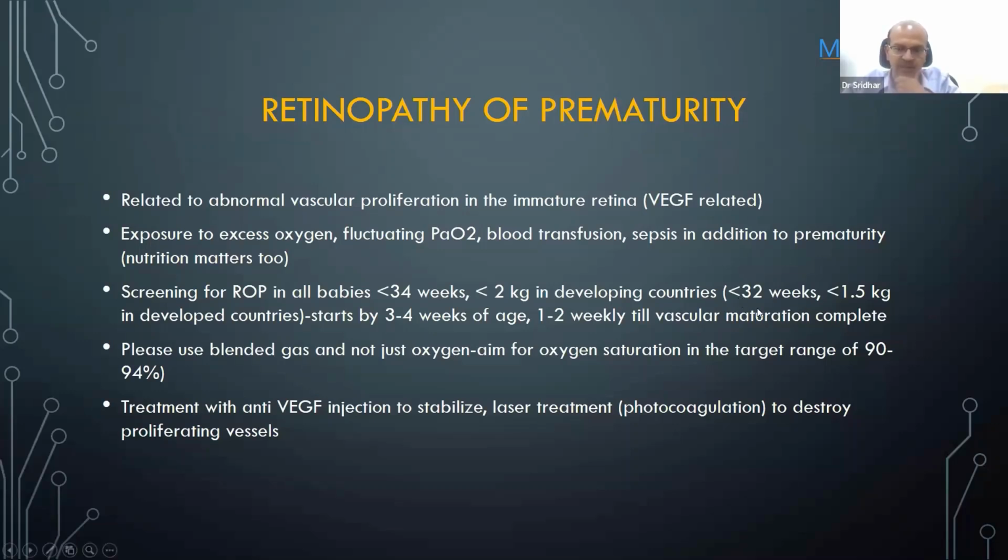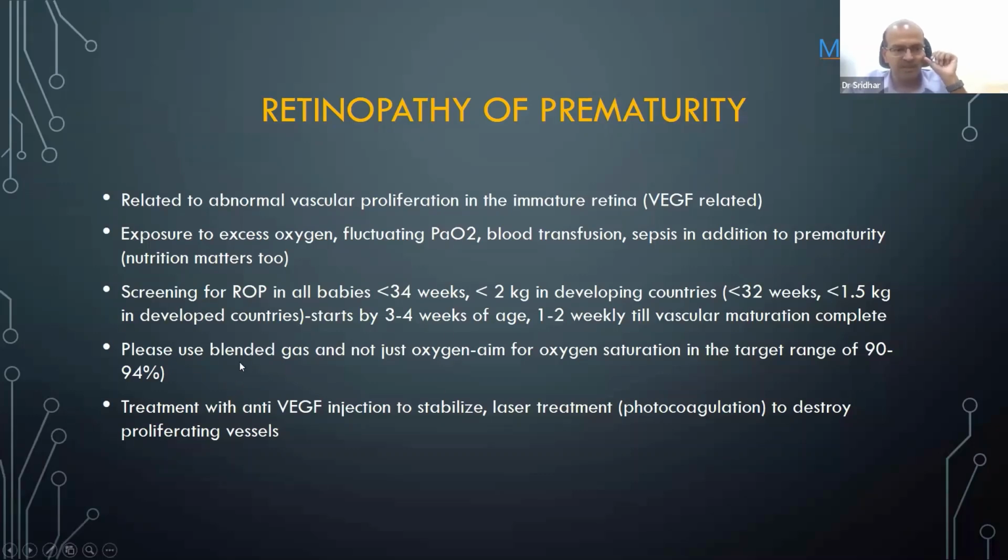In the developed world, it's less than 32 weeks and less than 1.5 kilos. Screening typically starts by 3 to 4 weeks of age, and it's done 1 to 2 weekly till the vascular maturation is complete. So the ophthalmologist has to confirm that the vascular maturation is complete, or if there was ROP, they have to see that it's regressing.